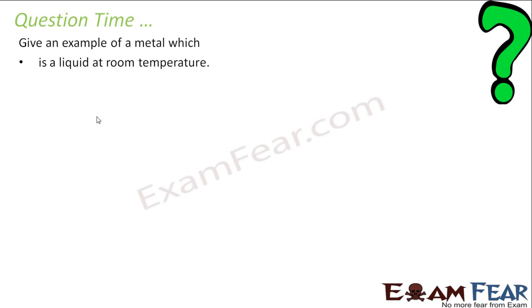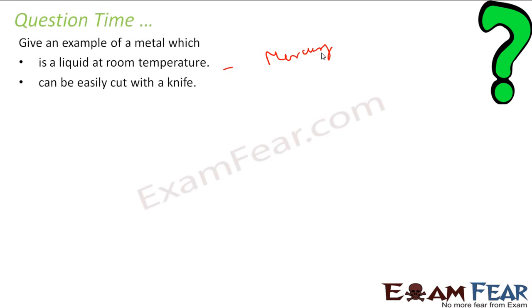Give an example of a metal which is liquid at room temperature. This we know is a very simple answer. The answer is mercury. Mercury is liquid at room temperature. Give an example of a metal that can be cut easily with a knife. We know it's sodium. We can cut it with a knife. In fact, potassium also we can cut with a knife.